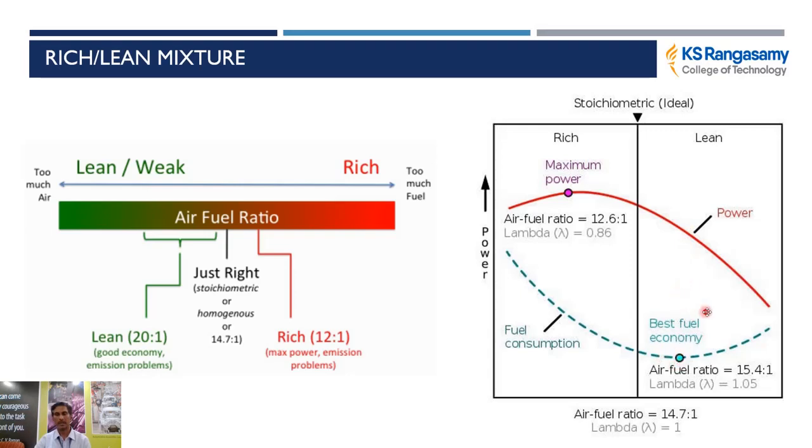From that graph you can understand that when the vehicle is running under average lean conditions, that is in the band of 15.4 to 14.7, we will get better mileage. When we run below that condition, we will have good power, but the mileage drops down. This is one thing we should know.